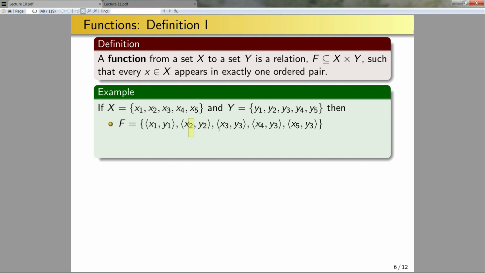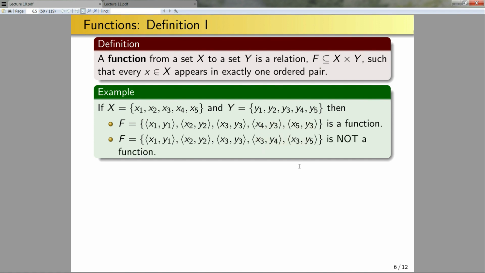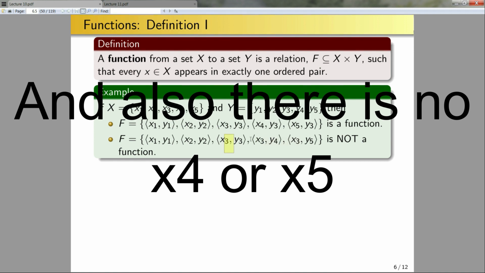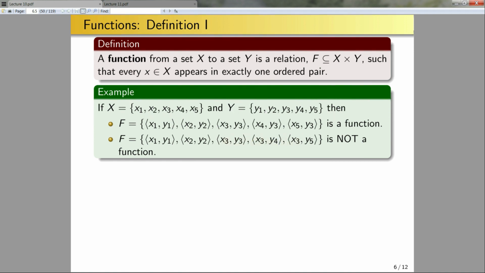This is a function because each one of these elements appears in exactly one ordered pair in this collection. On the other hand, if I change these last two pairs to be (x3, y4) and (x3, y5), this would not be a function because x3 appears in three ordered pairs. So if you tie this back to the old definition of function that you've probably seen, for any given value x in X, there is exactly one value y in Y that x is associated with.